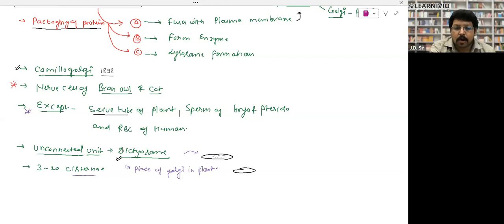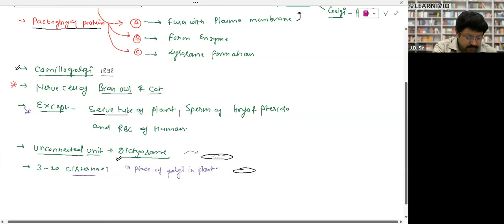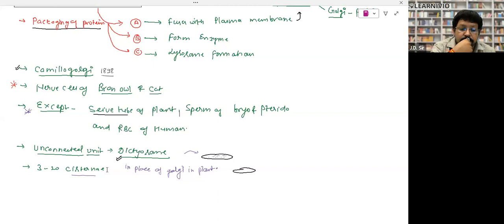Next point. Golgi complex are made up of 4 to 8 membrane bound cisternae generally. It is written over here. Look, cisternae. Okay, sir. Generally, but they may be made up of 3 to 20 cisternae. Normally 4 to 8, but minimum 3 and maximum can be 20.